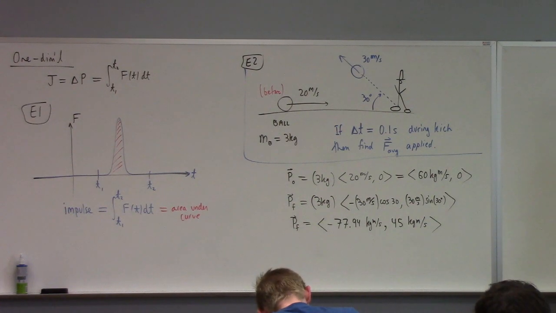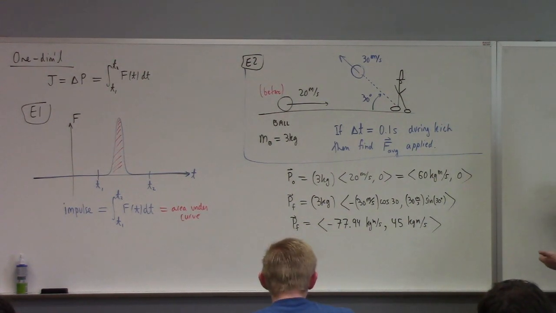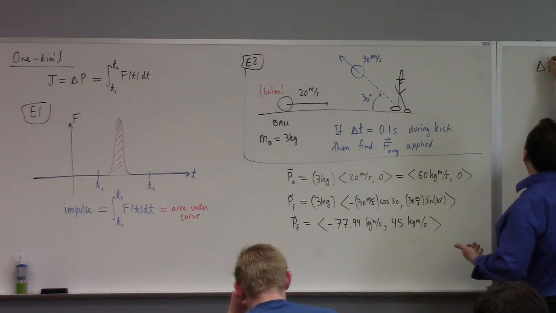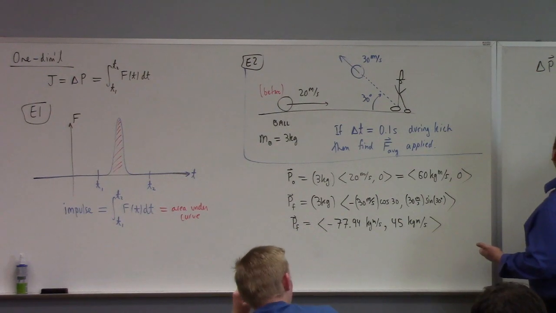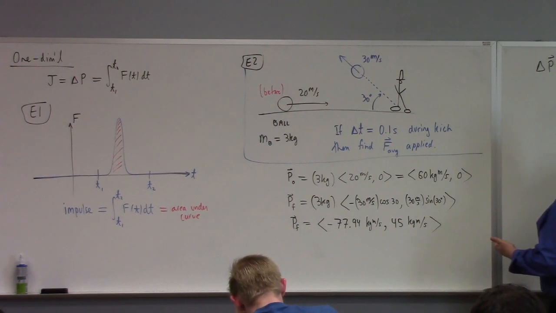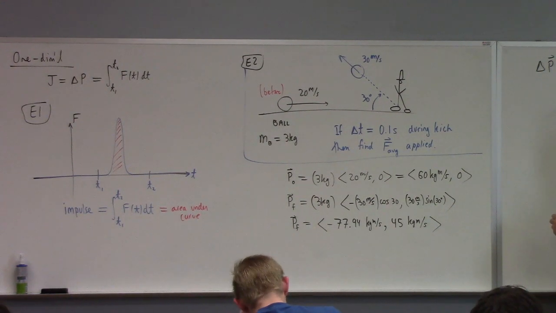Are we good? Yes, no, maybe so. So there's the initial momentum, there's the final momentum. Now we can calculate the change in momentum. The change in momentum is final momentum minus initial momentum. It's a vector. So we just subtract, right? So we've got minus 77.94, minus 60. I'm going to leave the units outside. And then I've got, no, my bad, 45 minus 0, so 45.